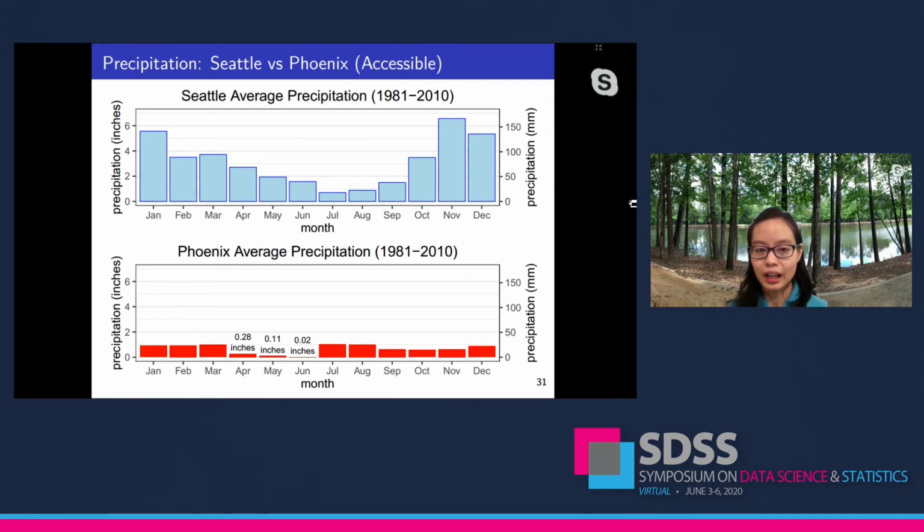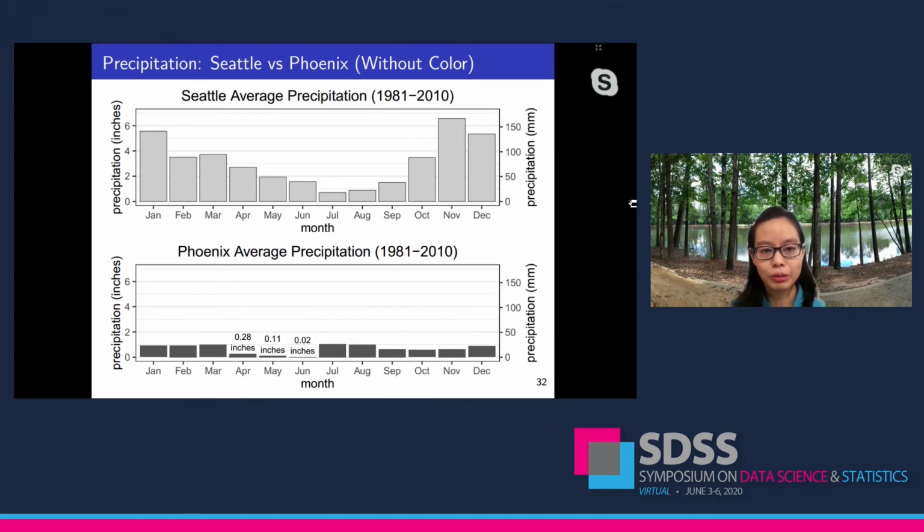And although I used colors in bars that distinguish between Seattle and Phoenix, this graph is still readable without color because the two subplots are labeled with words.